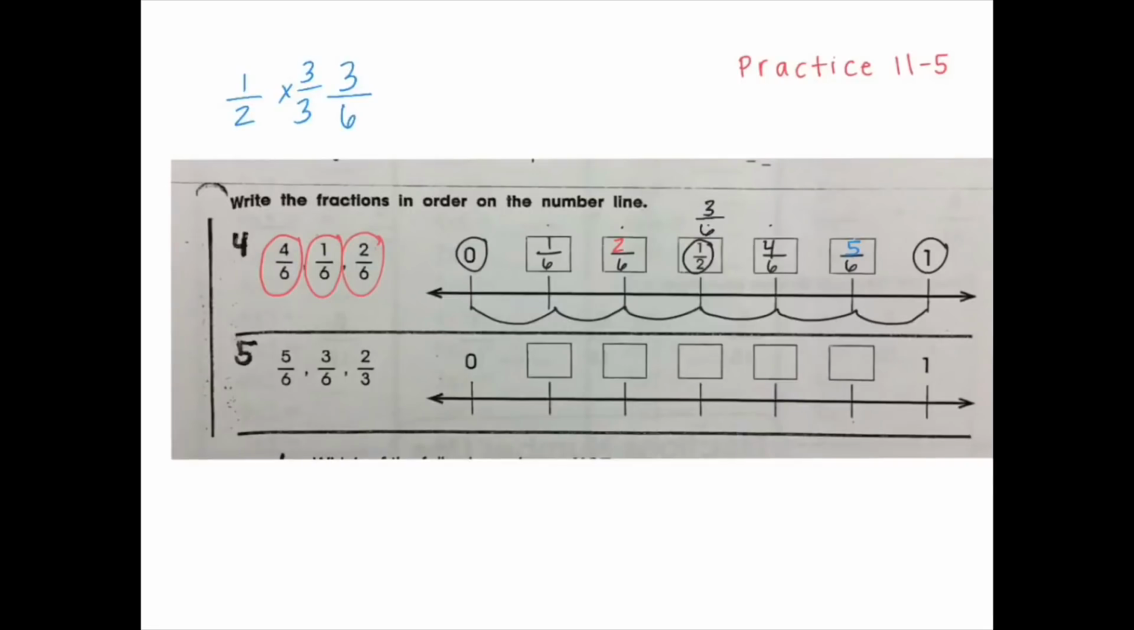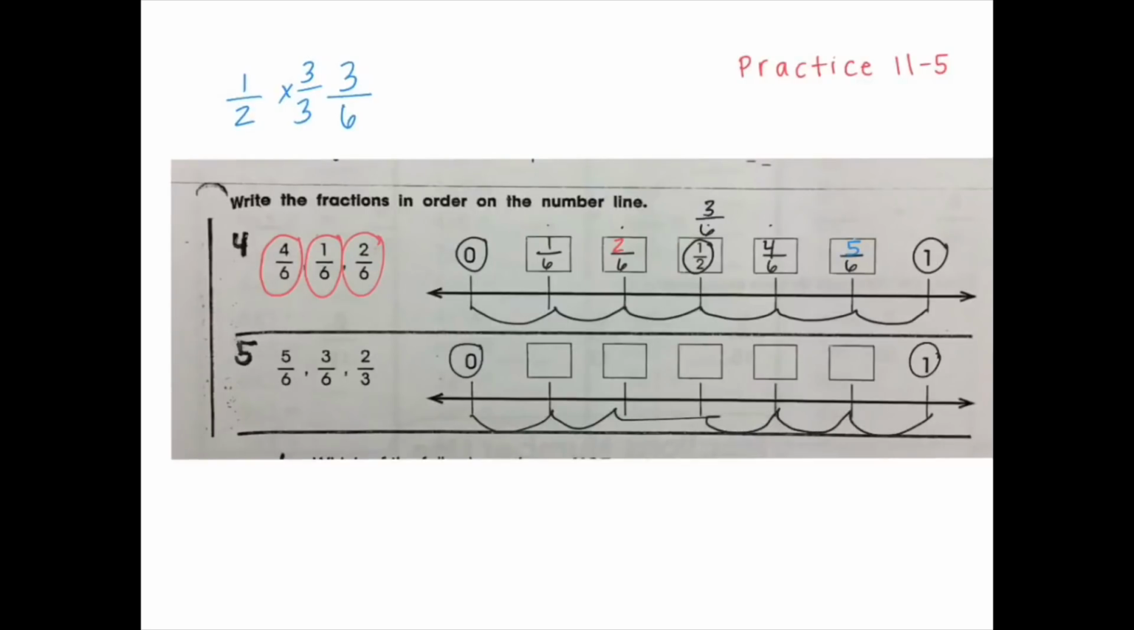Looking at number 5, it wants me to put 5 6, 3 6, and 2/3 on my number line. Now I already see I have 2 fractions that have the same denominator and one that's different. So I'm going to have to do something to change that. But my steps don't change. I circle my wholes, 0 and 1. All of my boxes are going to be my fractions. So I'm going to go ahead and count my denominator in a low voice. The denominator. 1, 2, 3, 4, 5, 6.